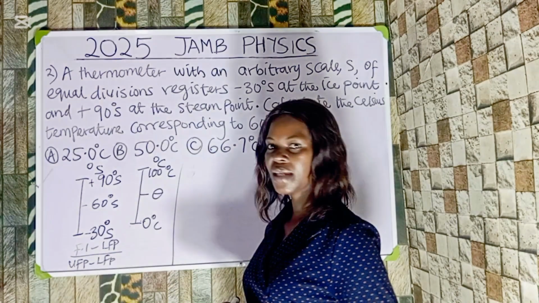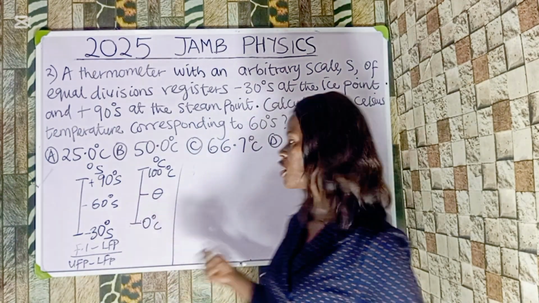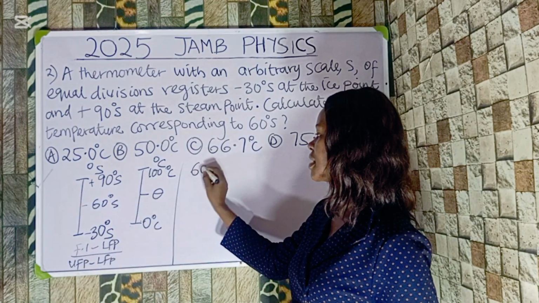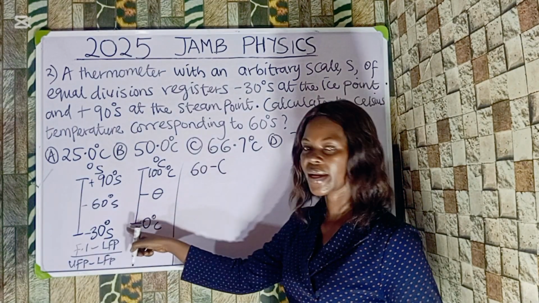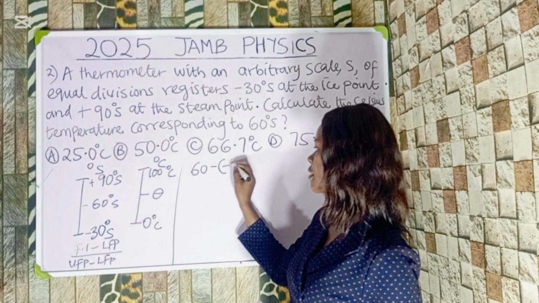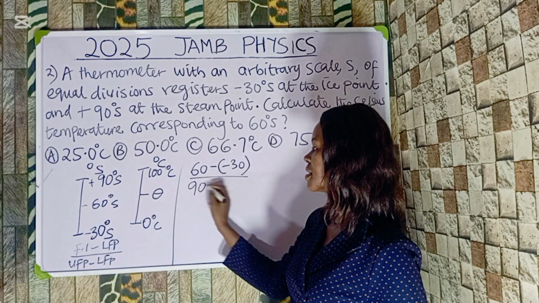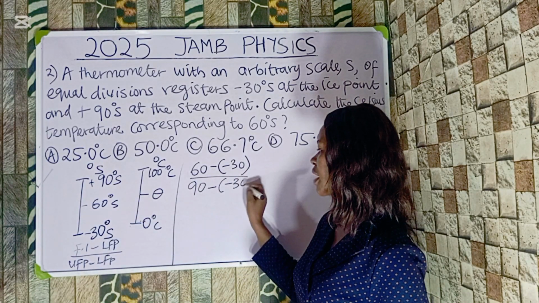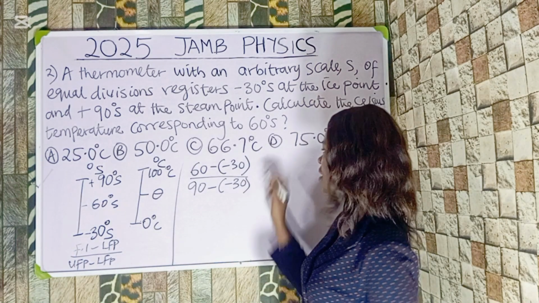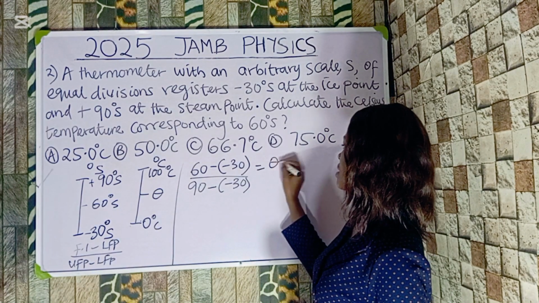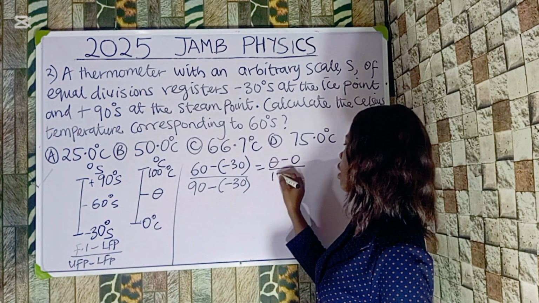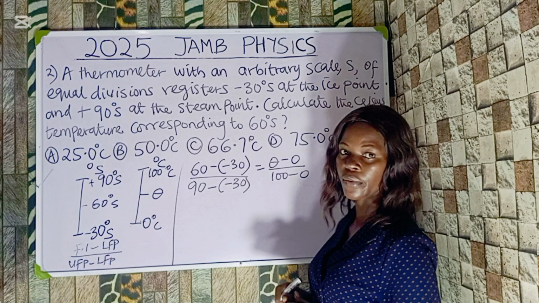Okay, and the fundamental interval here is what? 60. So let's go by saying 60 minus bracket minus 30, divided by 90 minus bracket minus 30, right? Now this is equal to theta minus 0 all over 100 minus 0, right?